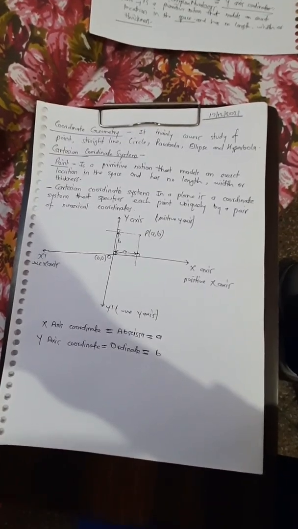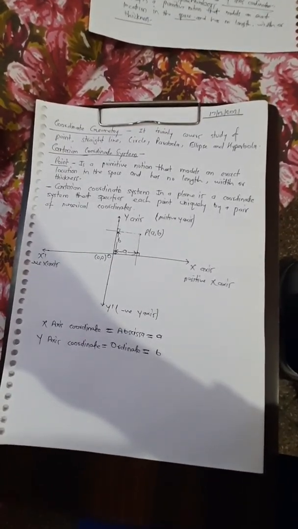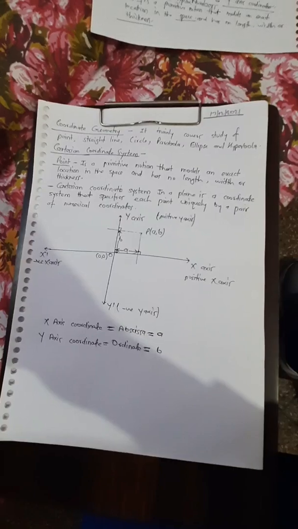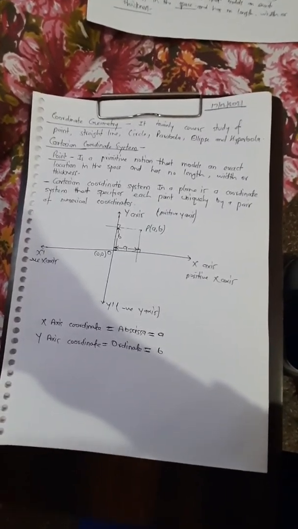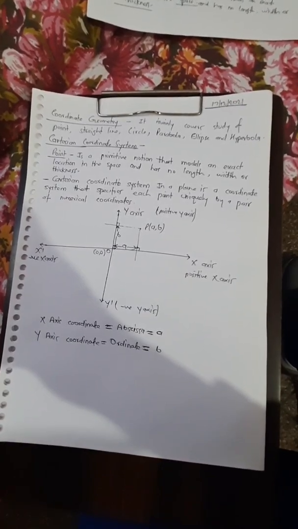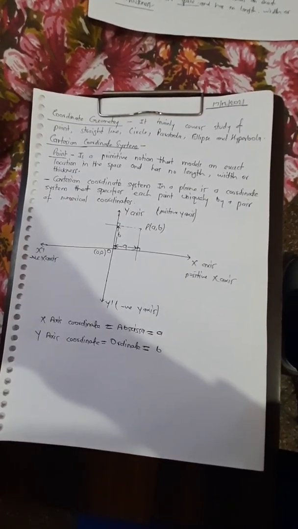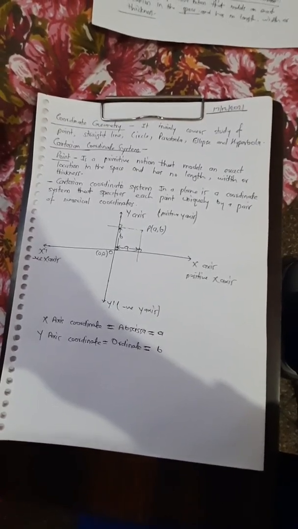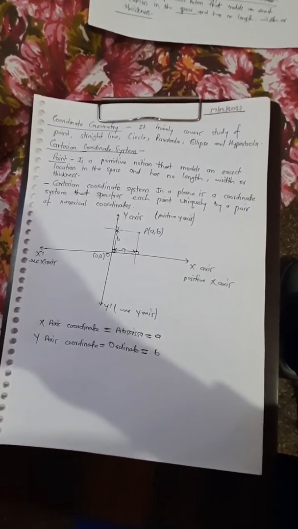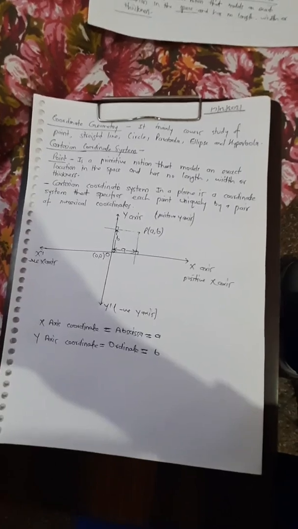A point is a primitive notion that models an exact location in space and has no length, width, or thickness. Means a point is a fixed location in space that has no length, width, or thickness, and that fixed point is denoted by coordinates.